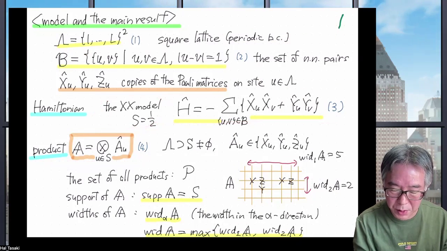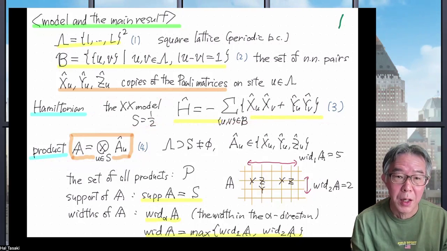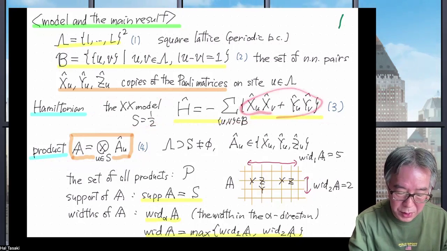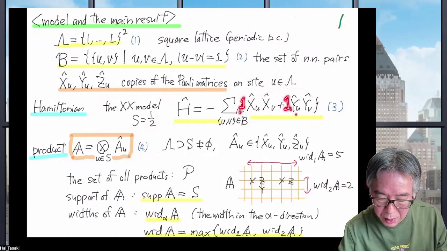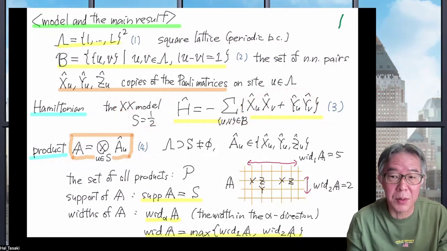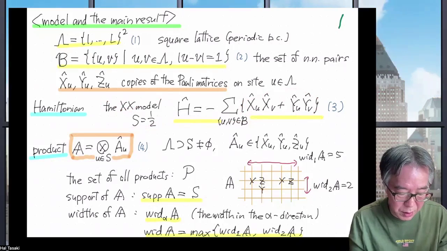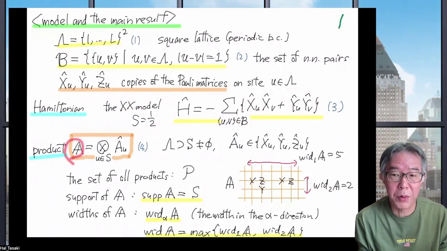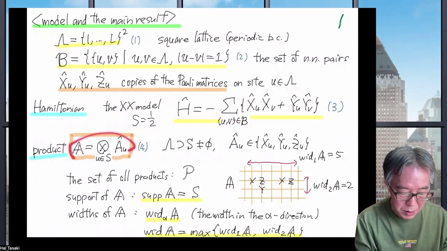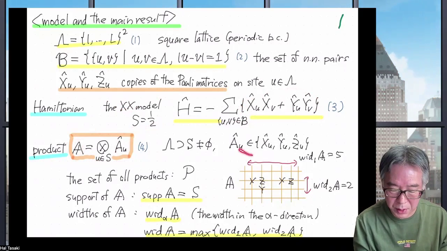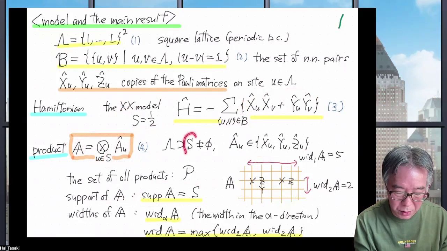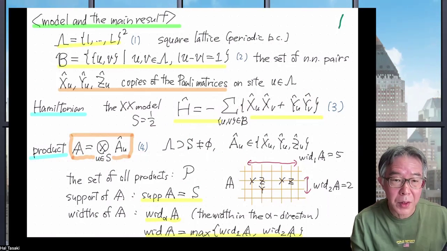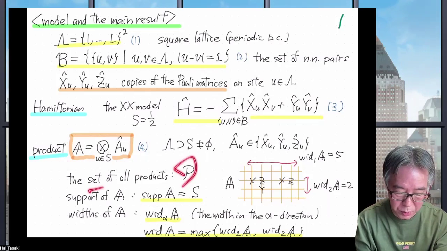It's simply the sum of XX plus YY interaction. Sometimes people refer to this as XY model, but in this case, we have coefficient 1 for both XX and YY. So to emphasize this, sometimes people call this the XX model. Okay. Now, this is my boldface A, and this denotes the product of Pauli. That's a simple tensor product of Pauli matrices. Okay, and this S, which is the support of A, is just a non-empty subset of lambda. Okay, and I denote by P the set of all products like this.